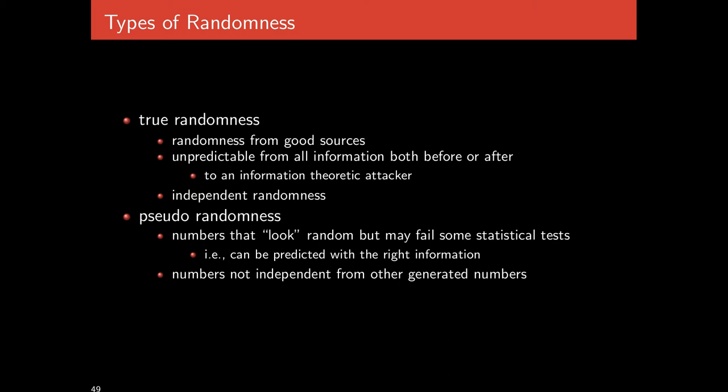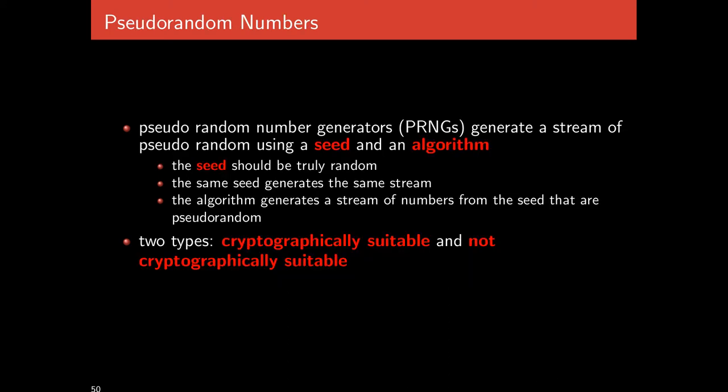This is true randomness. The second is called pseudo-randomness. These are random numbers that look random. So when you look at the zeros and ones, they have the flavor of randomness, but they might fail some statistical tests, meaning that there may be some structure to them that is knowable with the right information. Given a particular fact, you could start predicting them. And this means that they're not generated independently.